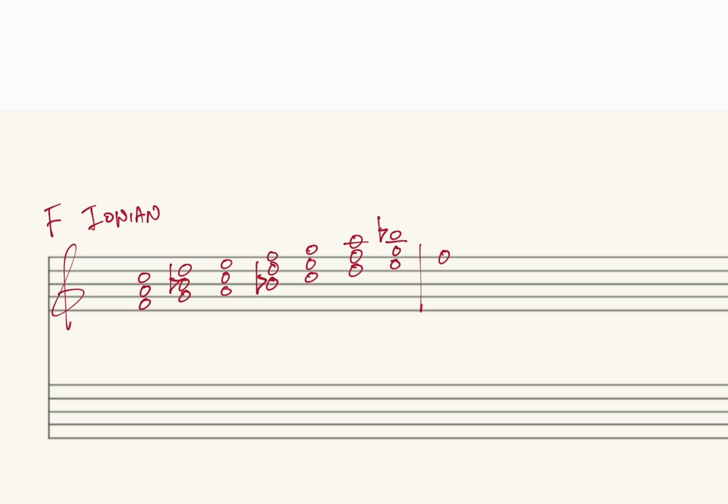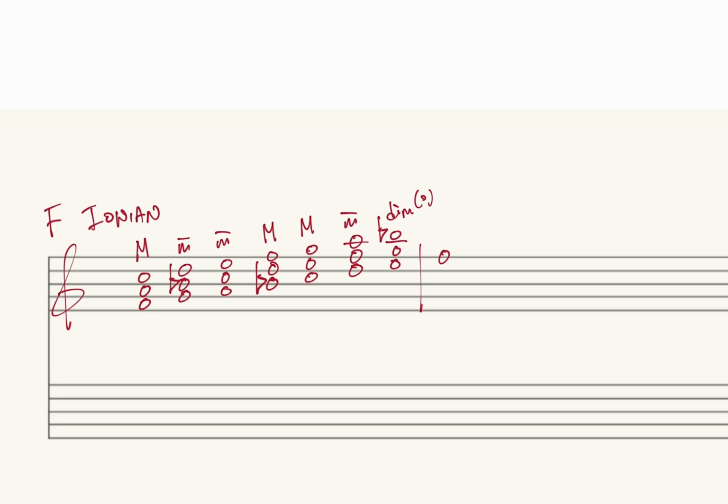Now, the qualities are like in all of the Ionian mode. Everything built on scale degree 1 is major. Scale degree 4, B flat here, is major. Scale degree 5, the dominant C, is major. Scale degrees 2 and 3 are minor, as are 6, and 7 is diminished. All right, that we know.